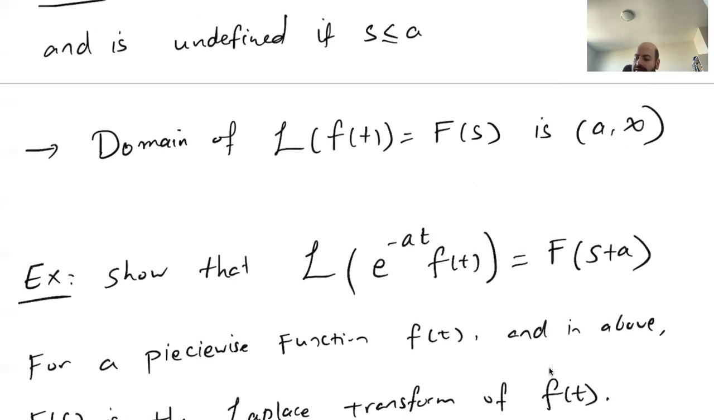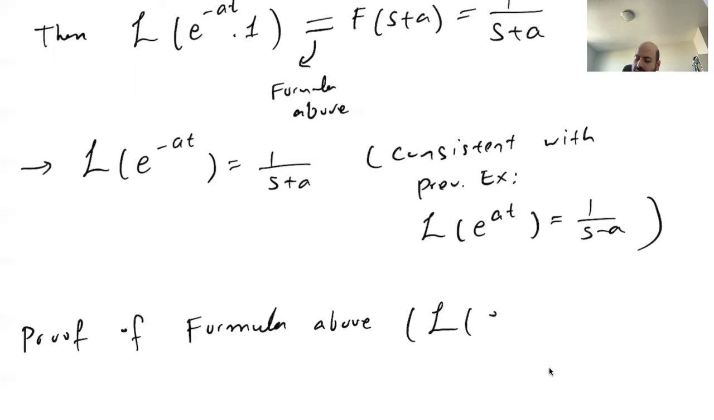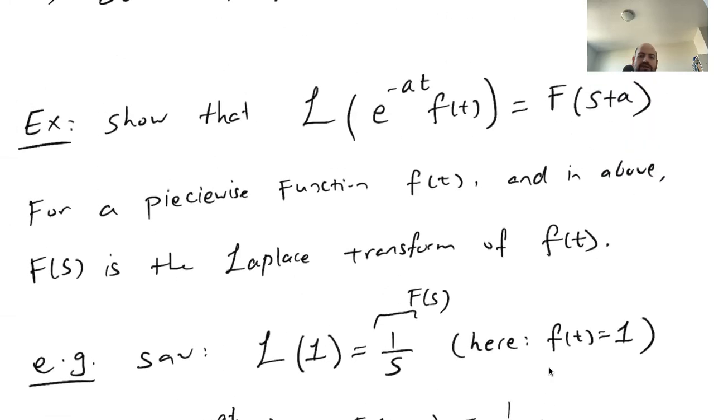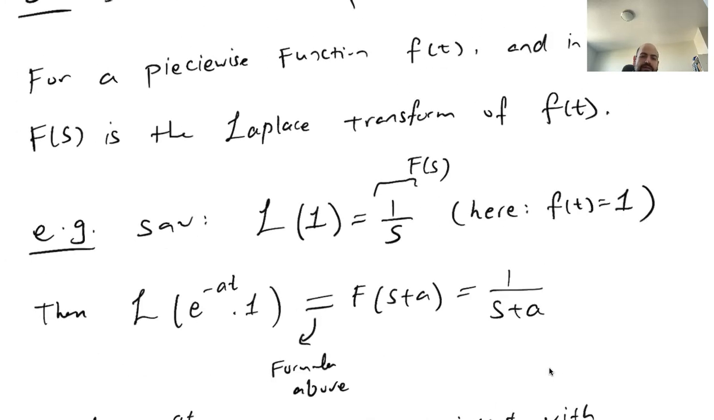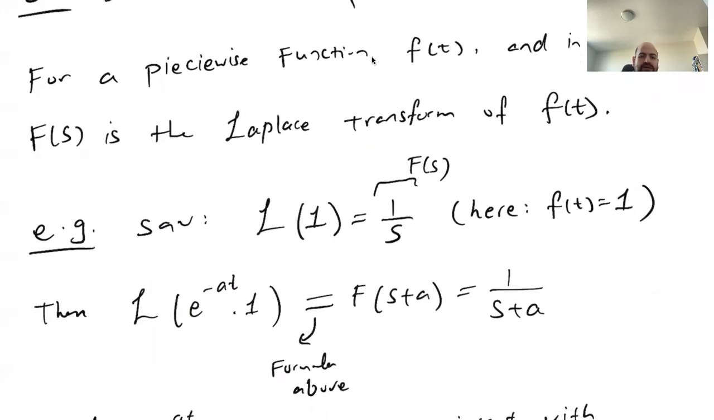Now, let's try to prove this formula here. Proof of the formula above: the Laplace transform of e to the power minus at f of t is equal to F of s plus a. So I want to prove this formula. First, I gave an example where we can apply this formula. So this is just an example of this formula. It's not a proof for this formula.